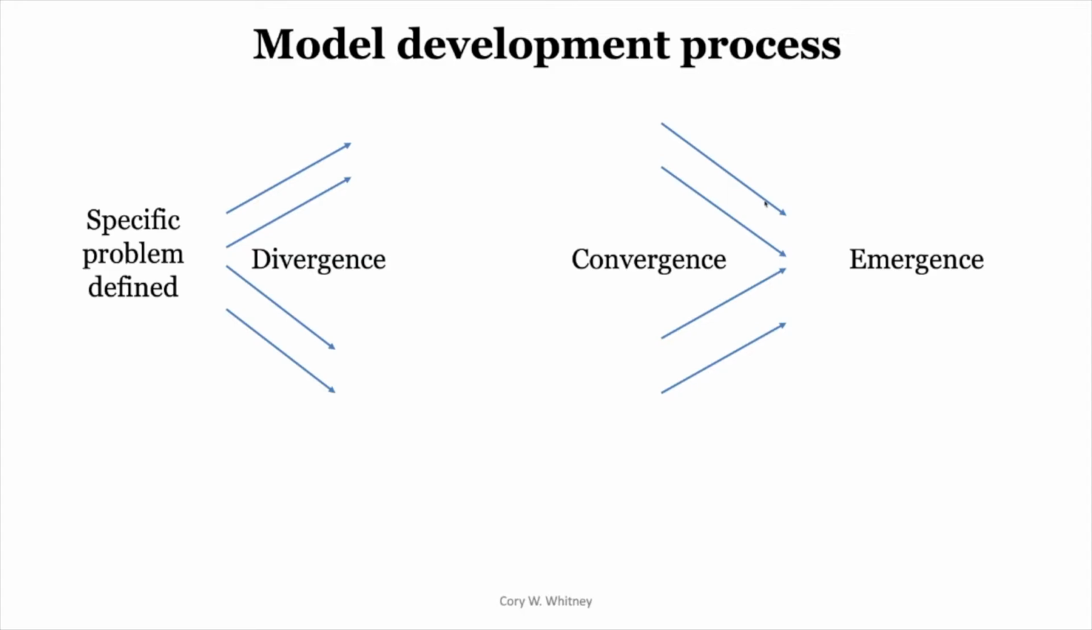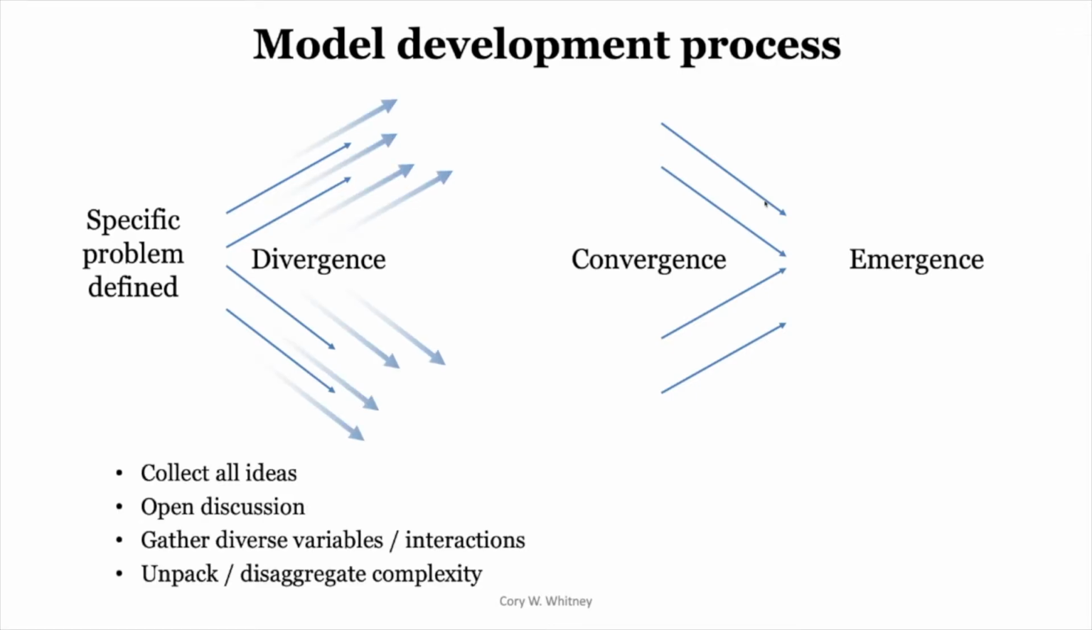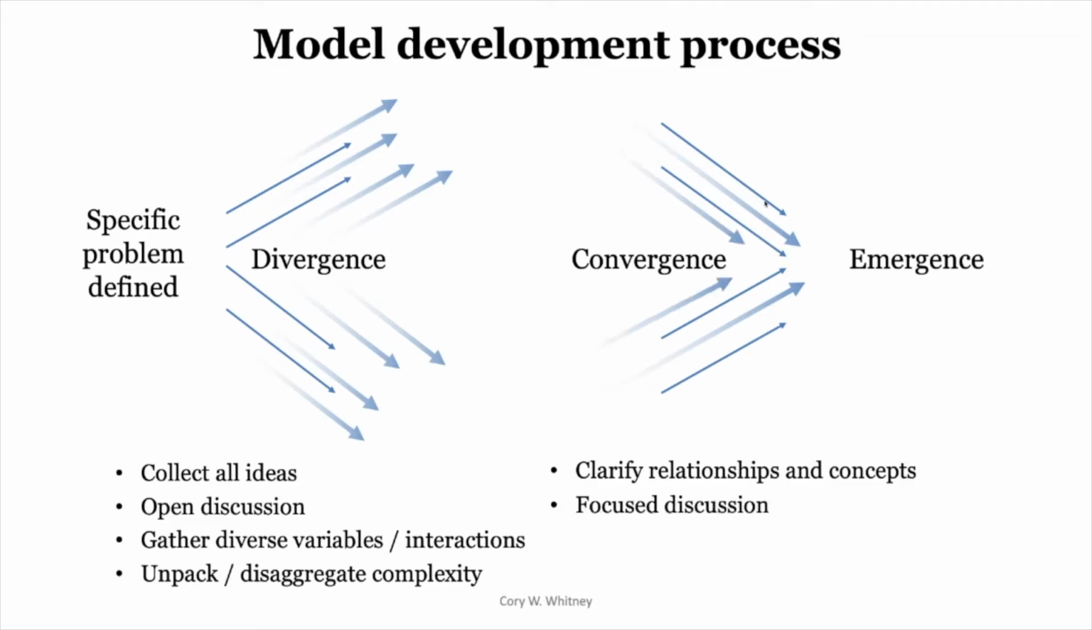So we go through the process of divergence, that is everybody sitting together, collecting ideas, having an open discussion, gathering lots of variables and unpacking and disaggregating complexity, trying to come up with that more complex model structure. Next, we do a process of convergence where we clarify the relationships and the concepts. We have a focused discussion. We develop concrete descriptions, that is in the form of circles and arrows, to build what we call a directed acyclic graph, a DAG.